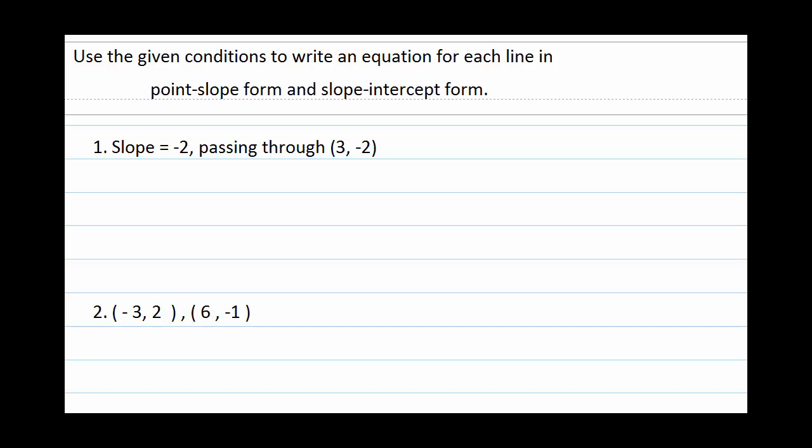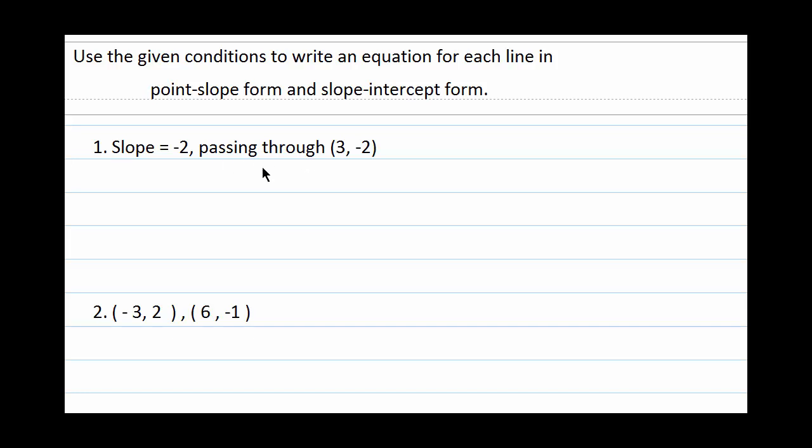Alright, here it says, use the given conditions to write an equation for each line in point slope form and slope intercept form. So when you're writing the equation of the line in point slope form, you need a point and the slope. All right, which in this first example, we have both of those.